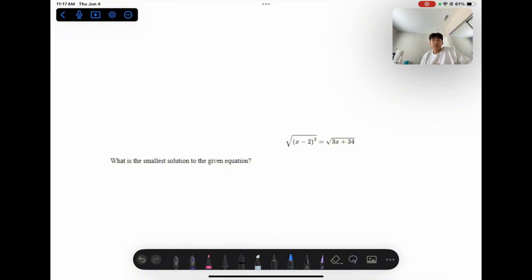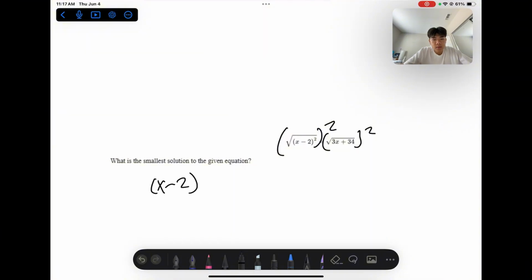What is the smallest solution to the given equation? Okay, this equation right off the bat is very confusing. It already looks very confusing. You have square roots and you have a square. But just go back to what we remember. If we have a square root and we try to get rid of it, what do we do? We just square it. In this case, we square both sides to make it equal. Let's just square both sides then. Then you get x minus 2 squared is equal to 3x plus 34.